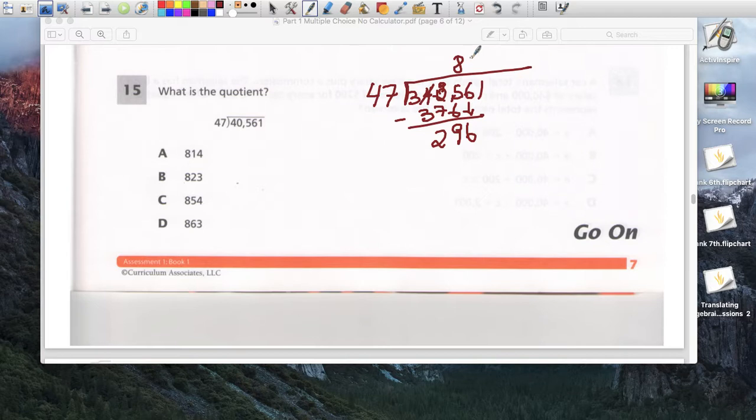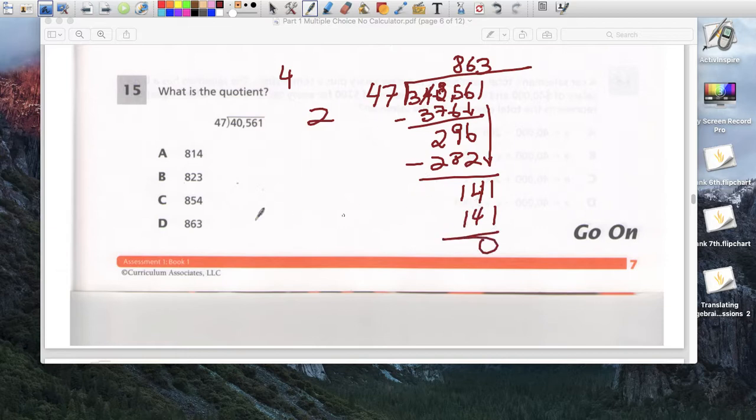It goes in 6 times. 6 times 6 is 42. Carry 4. 6 times 4 is 24. Carry 8. 282. Subtract. 1, 4. Bring that 1 down. And the only number that multiplied by 7 that will give you a 1 at the end is 3. So let's see if that works. 3 times 7 is 21. Carry 2. 3 times 4 is 12. Plus 2 is 141. There we go. Okay.